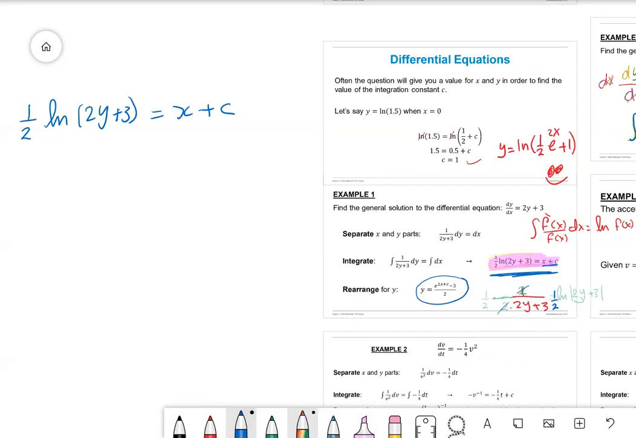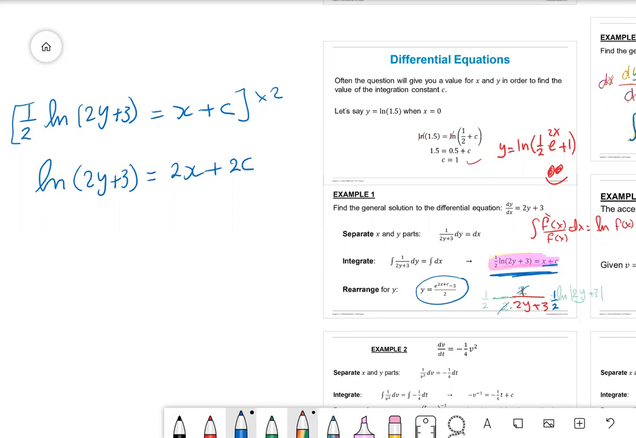So to carry on with this, to simplify it, we multiply both sides by 2, okay, to get rid of the half. So this is going to be ln 2y plus 3 equals 2x plus 2c, okay? So this 2c, it's a constant, so it doesn't matter. We can call it G or just capital C, just leave it as C, it doesn't matter, right?